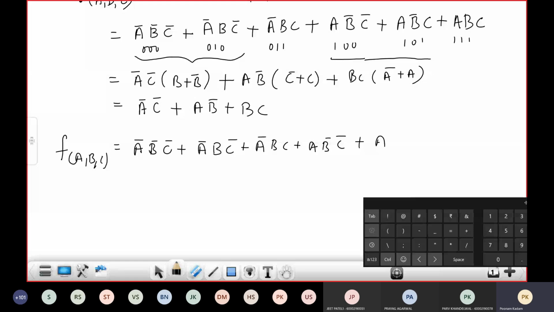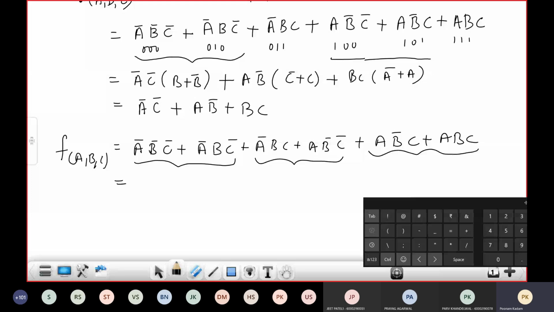So let me now combine these two. I'll make a pair of these two, then a pair of these two, and then a pair of these two. I decide to make pairs in this way. The first two terms, if I combine them: A bar is common, C bar is common, so you get A bar C bar. C bar OR with B gives you 1.